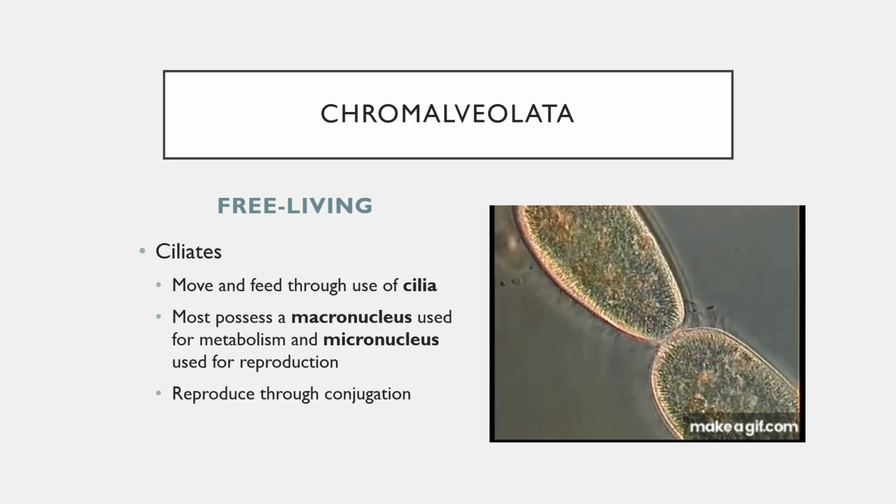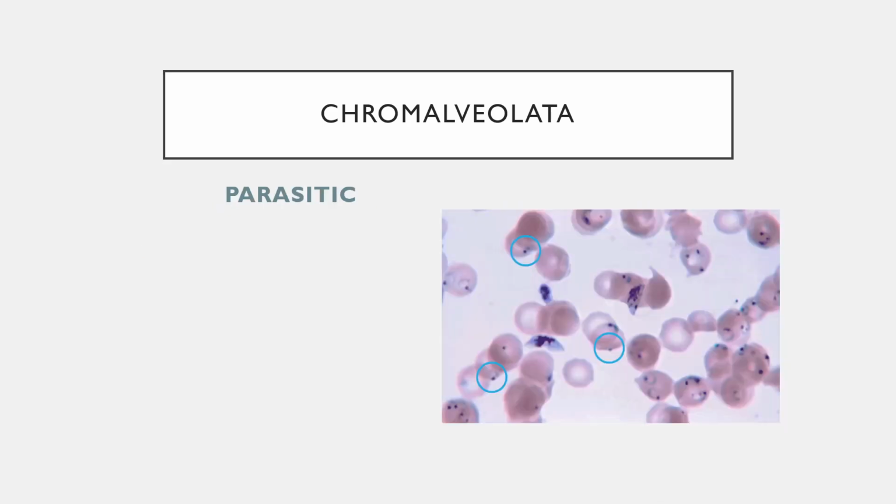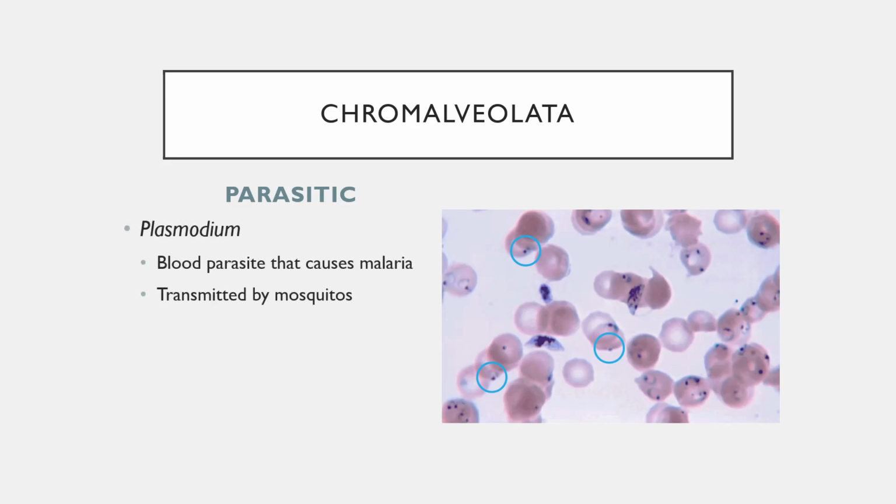Some of the more noteworthy parasitic members of Chromalvulata are Plasmodium. This genus is the genus that causes the disease malaria, which is a disease that affects hundreds of millions of people around the world. So Plasmodium is a very significant human parasite. Specifically, it's a parasite of the blood, and in this image right here under the microscope, we can see human red blood cells, and circled here for you are some examples of blood cells that are infected with what's called the ring stage of this parasite.